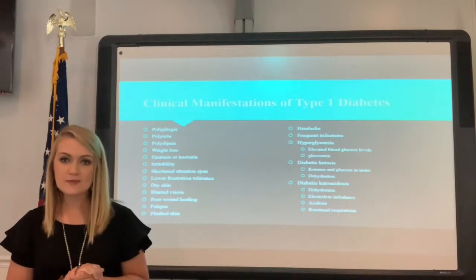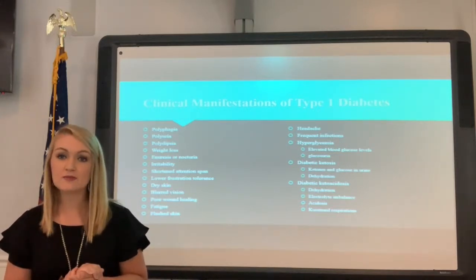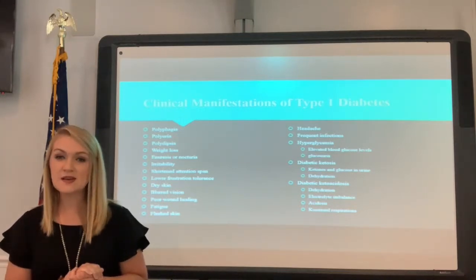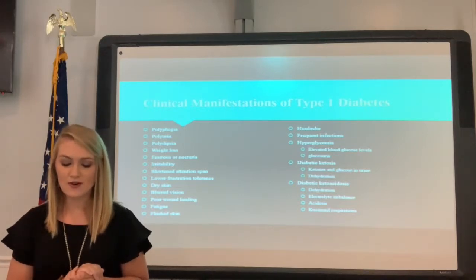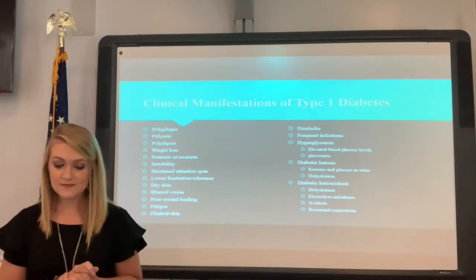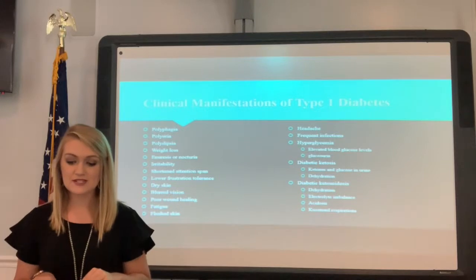They have hyperglycemia, which is elevated blood glucose levels, and then glucosuria, which is glucose in the urine. Diabetic ketosis is ketones and glucose in the urine, and also has dehydration involved. Diabetic ketoacidosis involves dehydration, electrolyte imbalance, acidosis, and Kussmaul respirations.